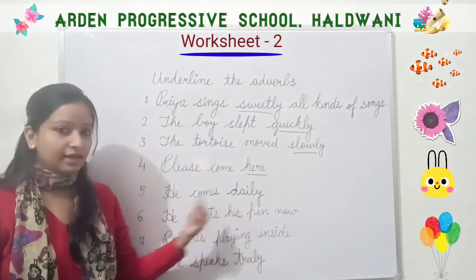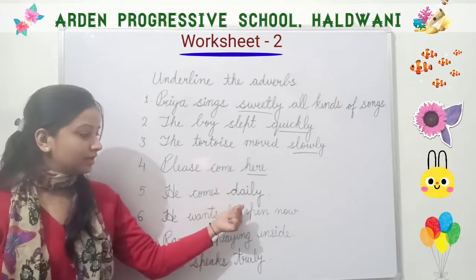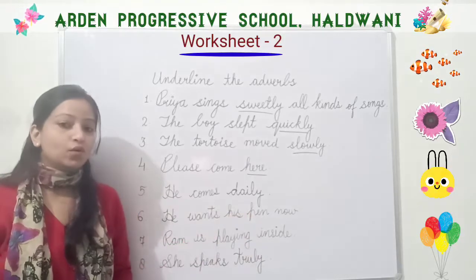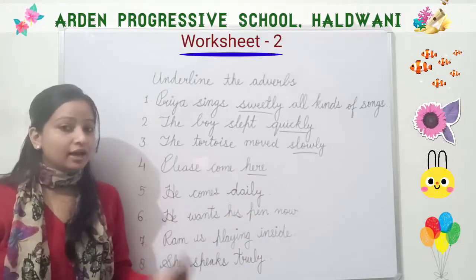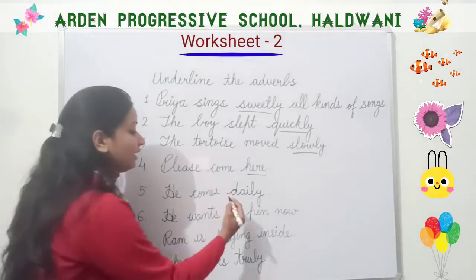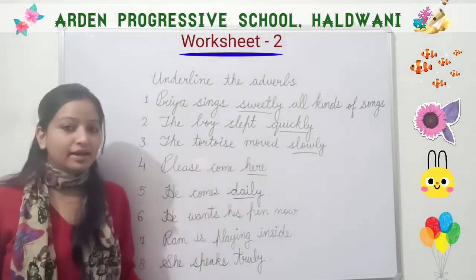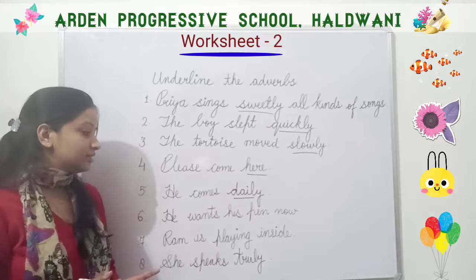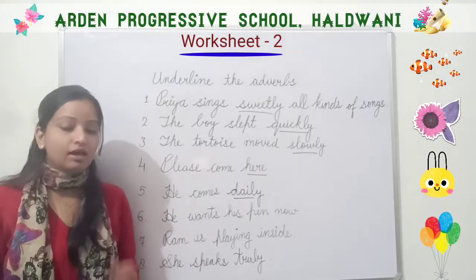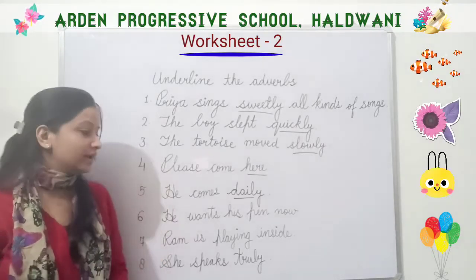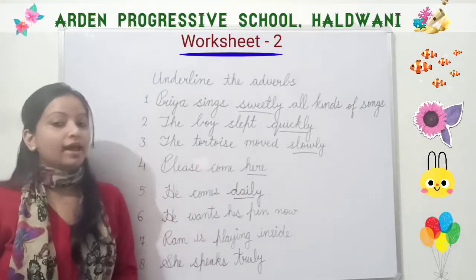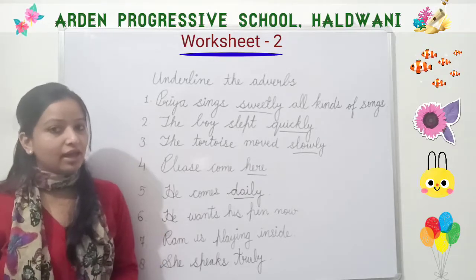He comes daily. Now the next question is he comes daily. So we can form a question. So when does he come? When means kab. Daily. So this word is giving us the answer of when, W-H-E-N. It is giving us the idea of time, meaning when the action has been done. Adverb of time means when the action has been done.